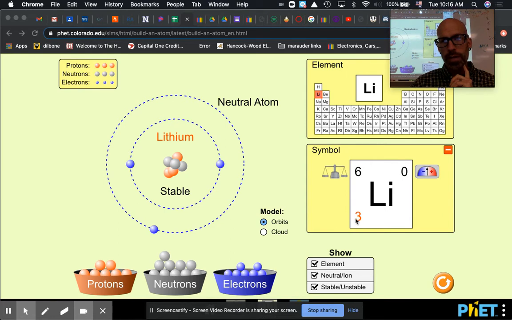1, 2, 3, we have 3. So that is the proton number here. We have the mass number up here, and then we have the charge on the upper right. Now, different periodic tables have these bits of information placed in different locations, although none of them have a plus or minus or a 0 in the corner for charge. That is unique to the Build an Atom simulator. That is not normal on a periodic table.